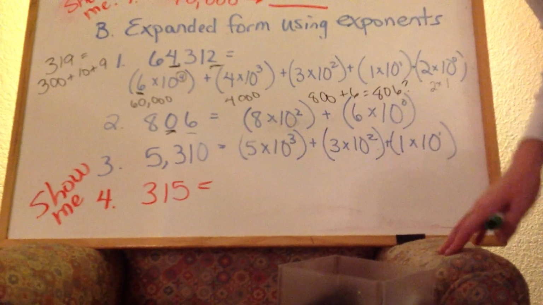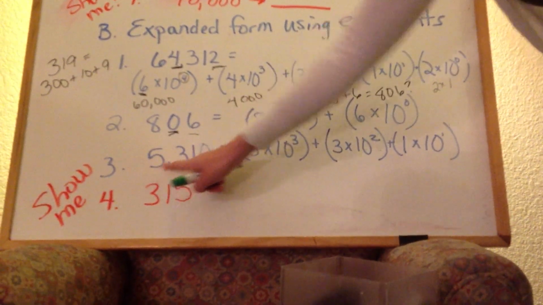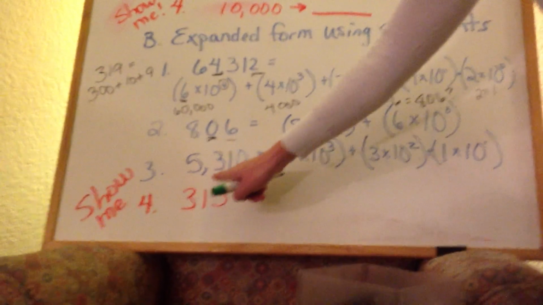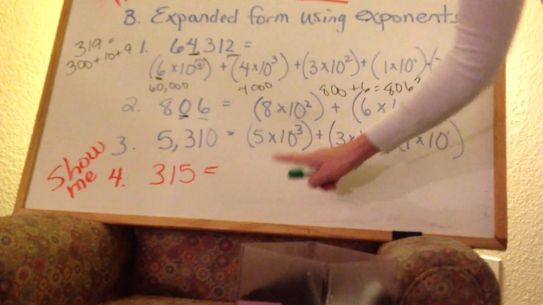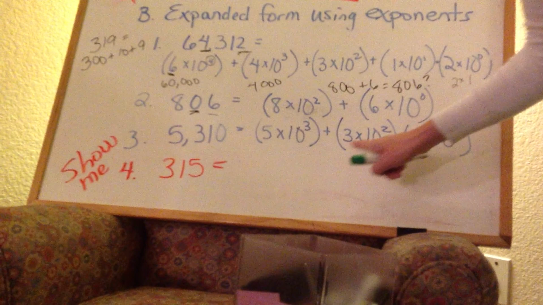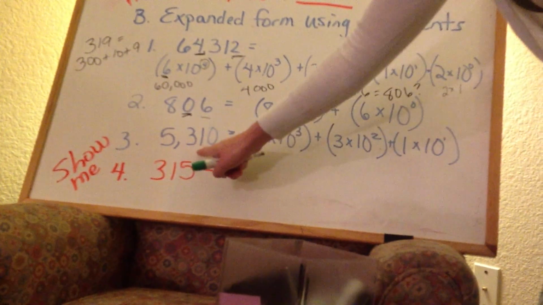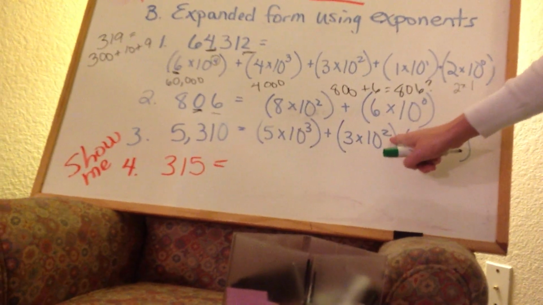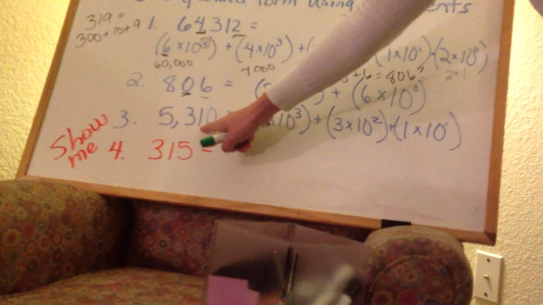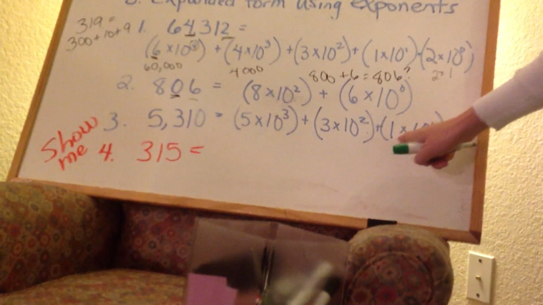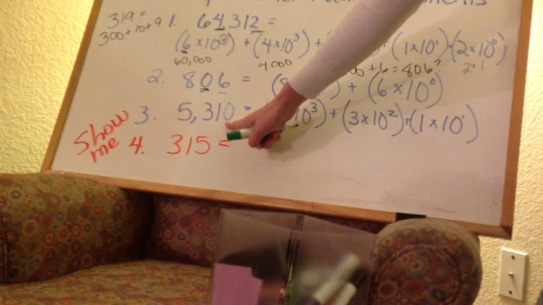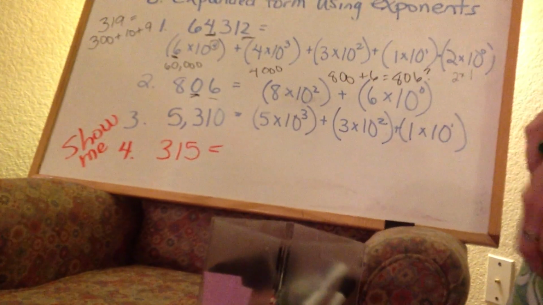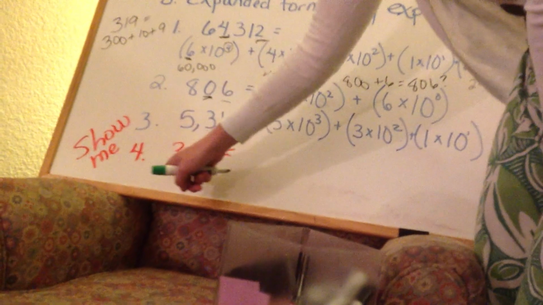5,310. So again, we start with our first number, 5, times 10. We count, 1, 2, 3, times 10 to the third power. Then we're going to do our 3. 3 times 10 to the second power, because there's 2 numbers behind it, plus 1 times 10 to the first power, and then we do not do anything for the last one because it's a 0.